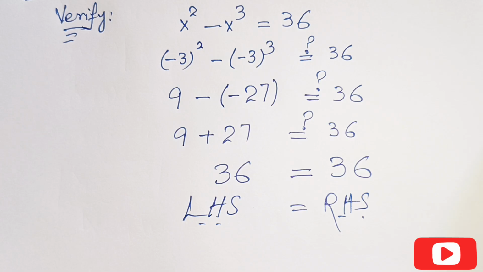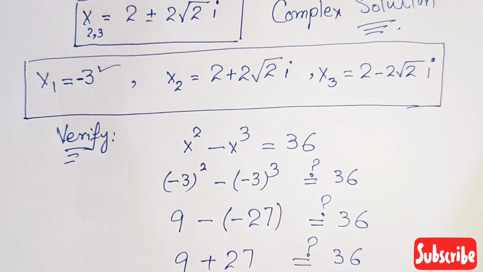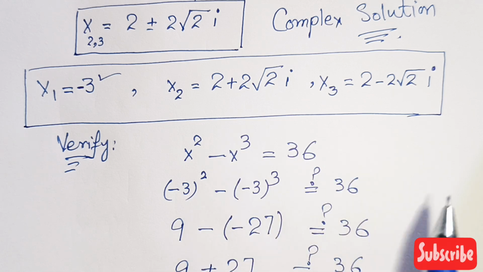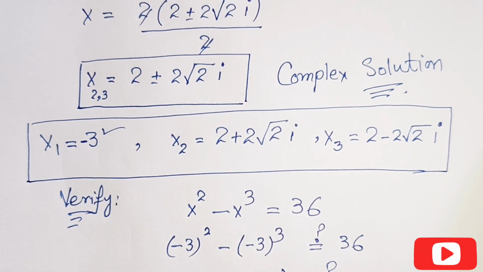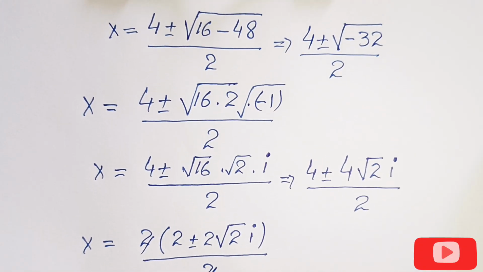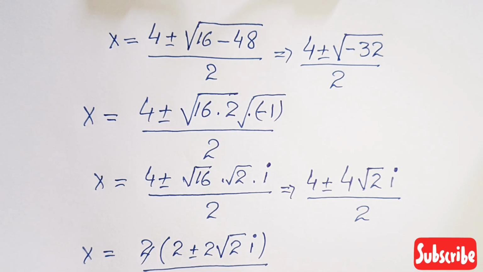So we have found out that our real value minus 3 is valid here, as well as the complex values we wrote here. We have three possible solutions. It is our answer. So we have to check our entire solution here step by step.